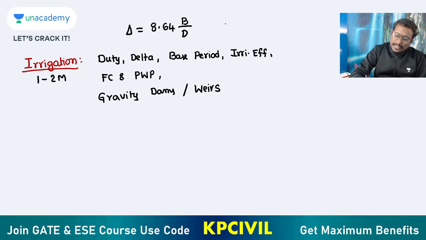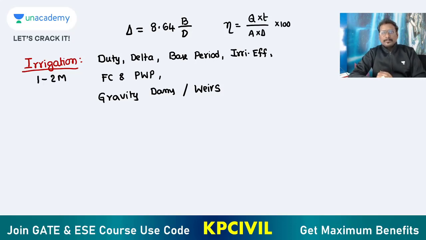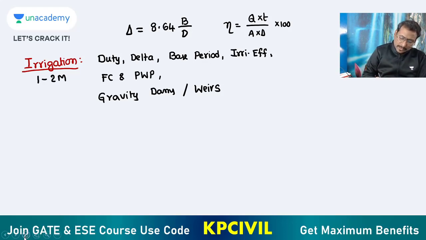One formula for irrigation efficiency also: discharge into time by area into depth into 100 gives the irrigation efficiency. Easily you will solve the questions. All questions of irrigation you can solve easily. So you focus on fewer topics and get more marks.